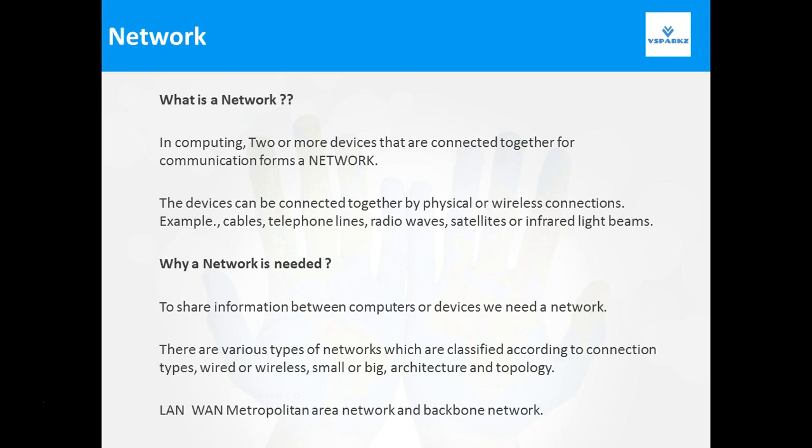Let us see what is a network. Two or more devices that are connected together form a network. The connections can be physical or wireless, or it can be both.